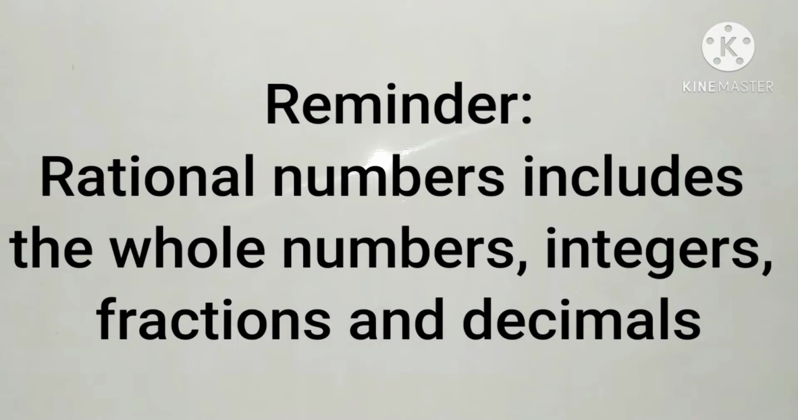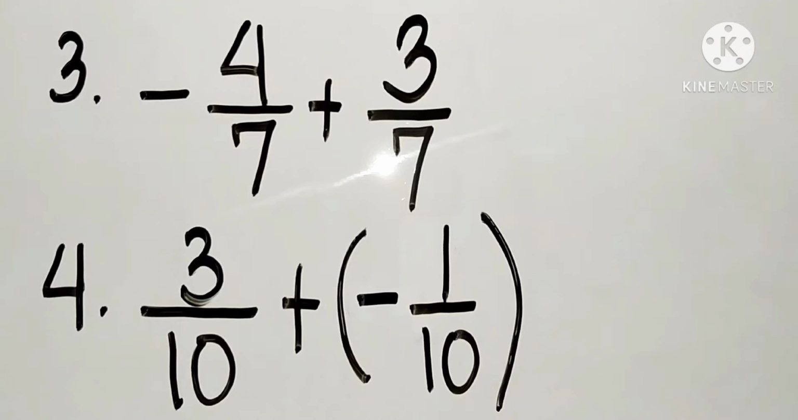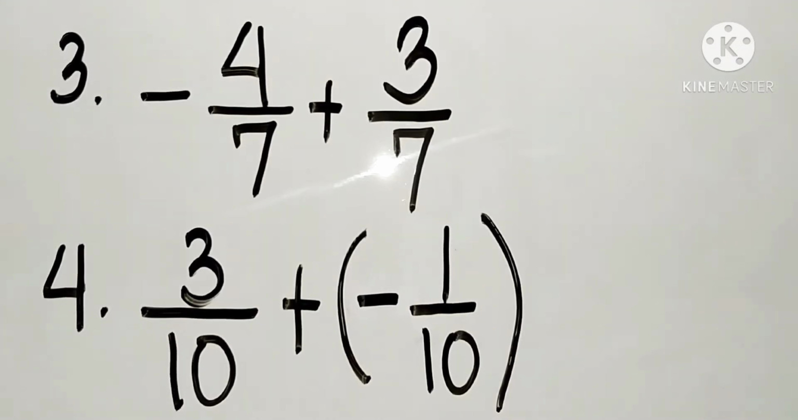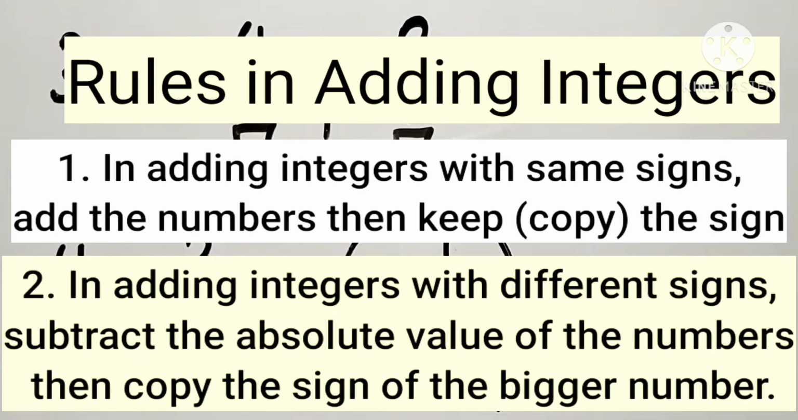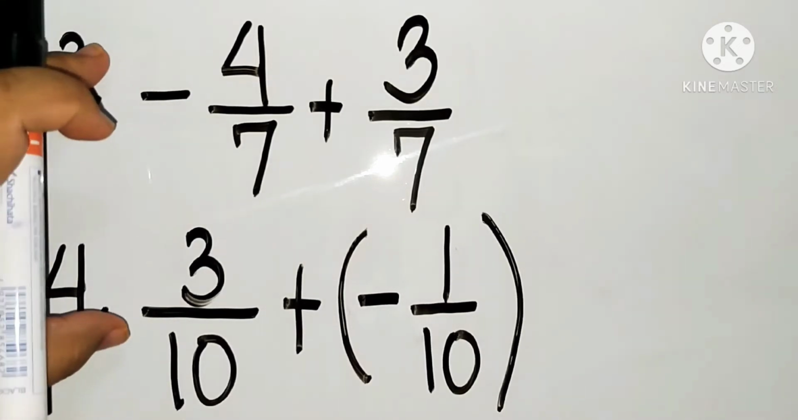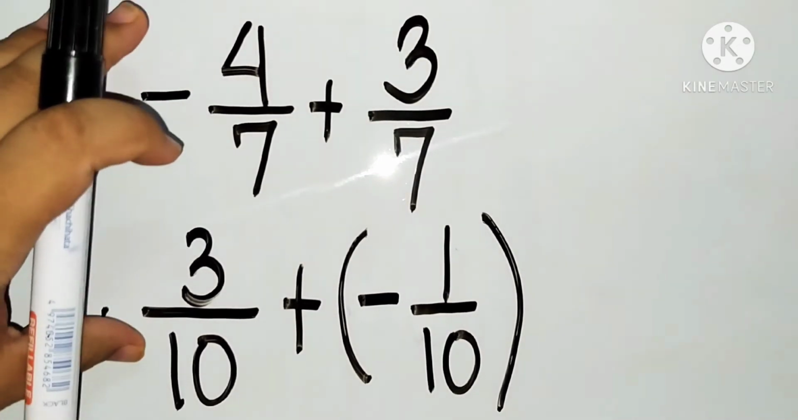Since rational number ito, ibig sabihin, pwede rin tayo magkaroon ng mga negative na fractions. For example, number 3, negative 4 over 7 plus 3 over 7. If-follow na natin yung rules in adding integers. Rule number 1, in adding integers with same signs, add the numbers, keep the sign. Rule number 2, in adding integers with different signs, subtract the numbers, then copy the sign of the bigger or higher number. So, yun yung rule na gagamitin natin in adding yung ganitong rational numbers in fraction form.